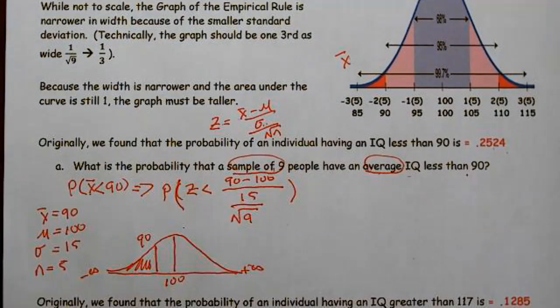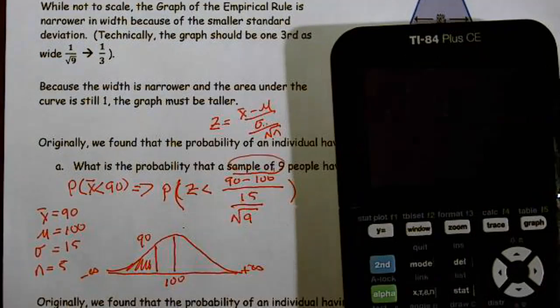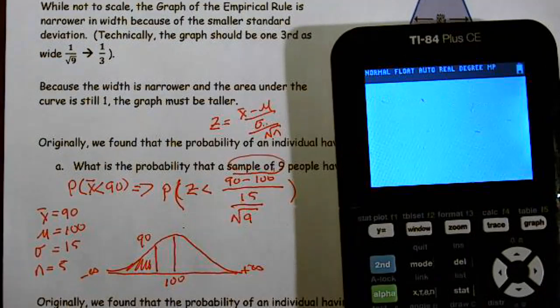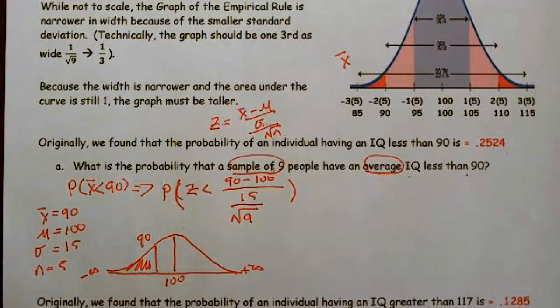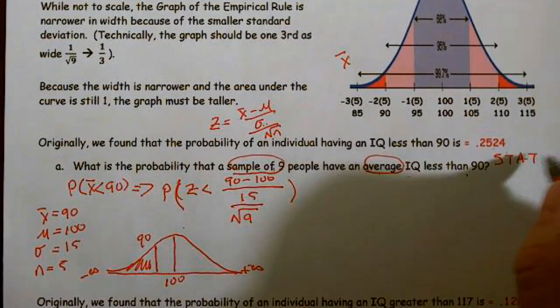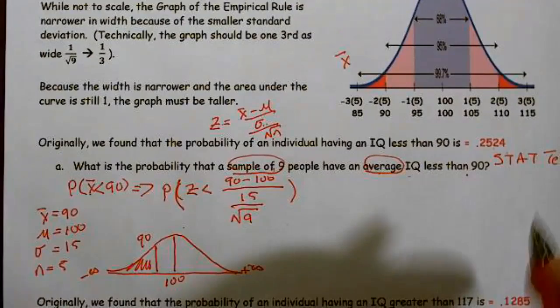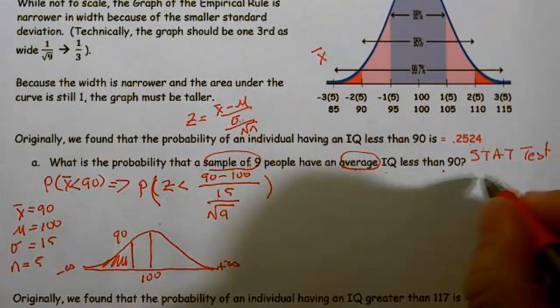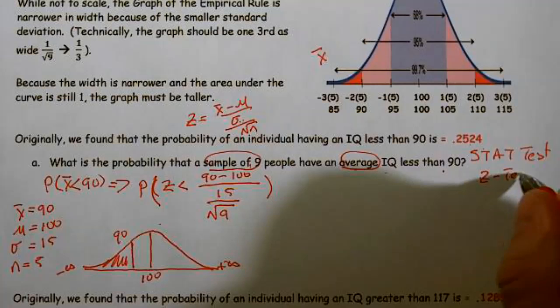All right, so that sample is size 9. So let's try this out. Now we're no longer going to use second bars. You could, but it's more difficult. I'm going to show you a better place for this, and you're going to need to go stat, test. So stat, test, z-test. That's what you're going to need to use.